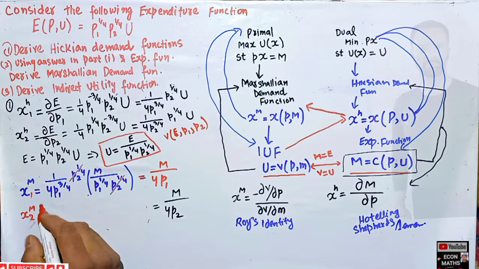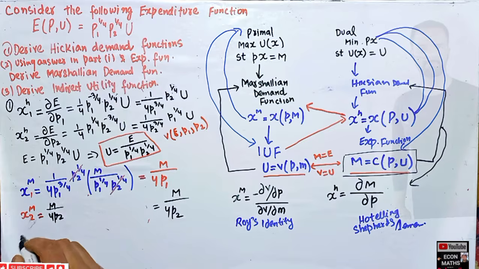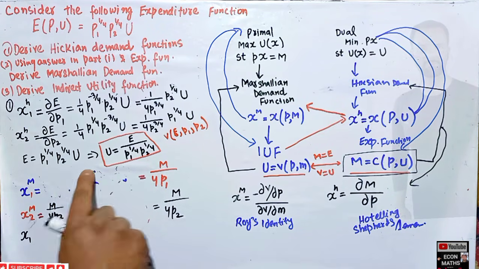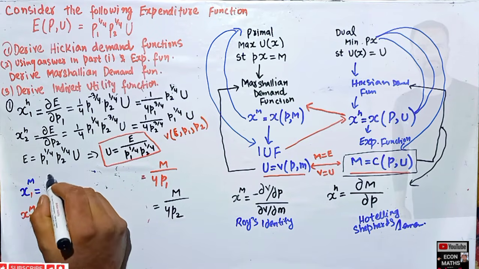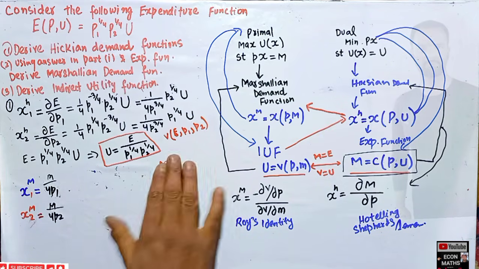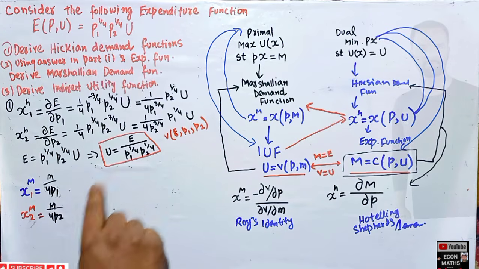Let me write this is equal to, because I have calculated it, so x is equal to m upon 4p2. This is our Marshallian demand function for good x2. Similarly, x1 is also here, we have calculated it, so let me rub this out also. Let me write it here. So we got here m upon 4p1. Since we have to differentiate between Marshallian and Hicksian demand functions, I am just writing them here.